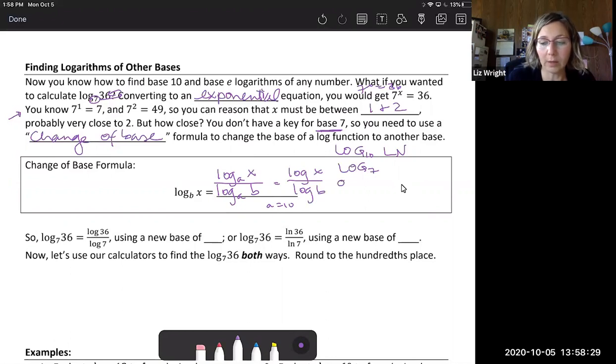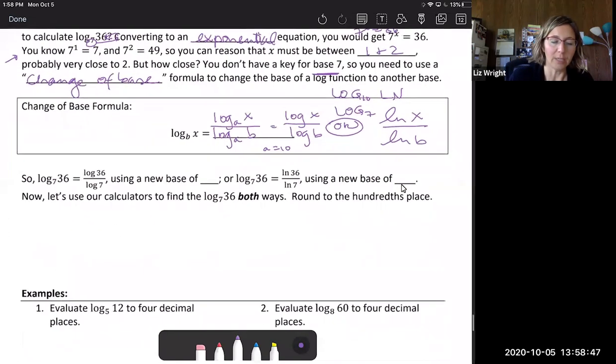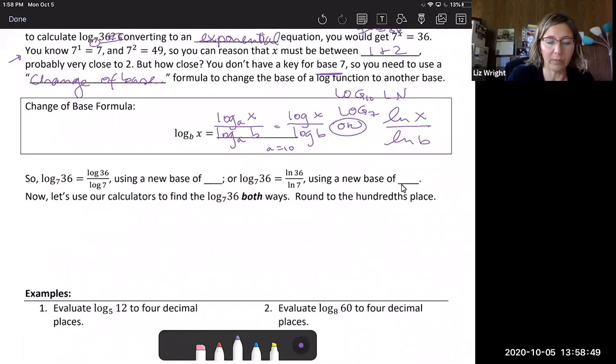You could also change it to natural log with base e, so you could rewrite it as natural log of x over natural log of b. Either one would be correct, and it's honestly personal preference. It doesn't matter which one you use. So log base 7 of 36, we could rewrite using a new base of 10, or using a new base of e, Euler's number. Now we're going to find it both ways and round to the hundredths place.